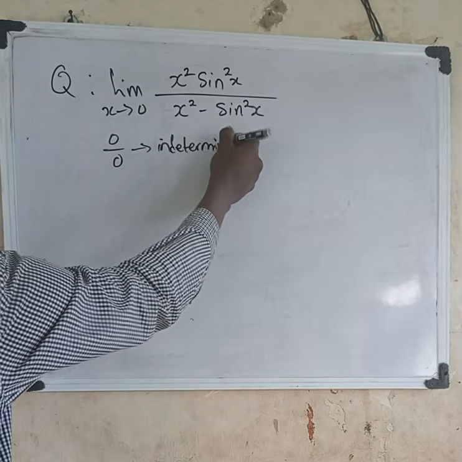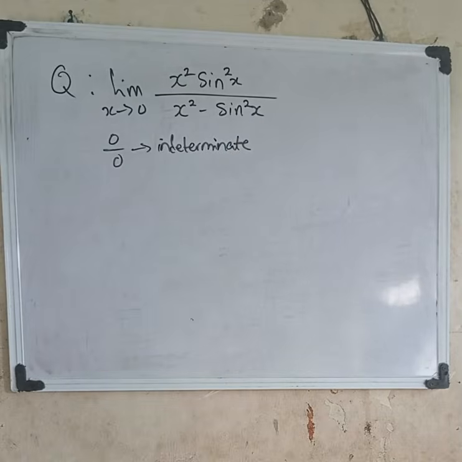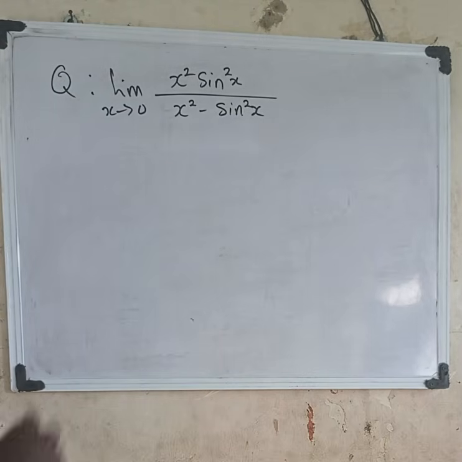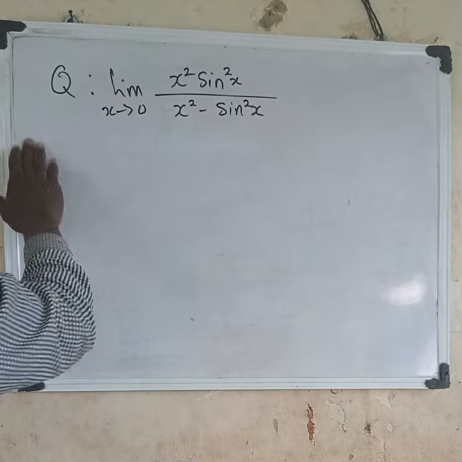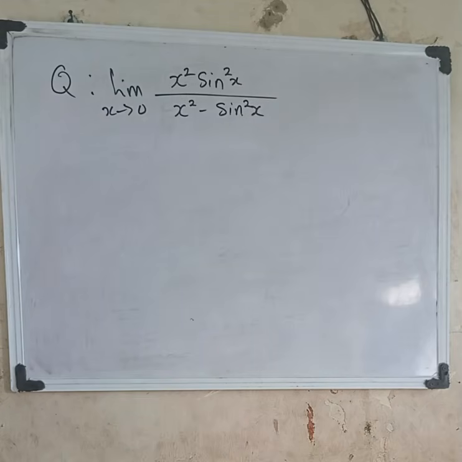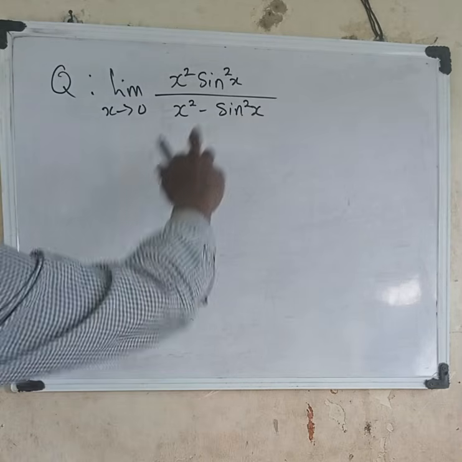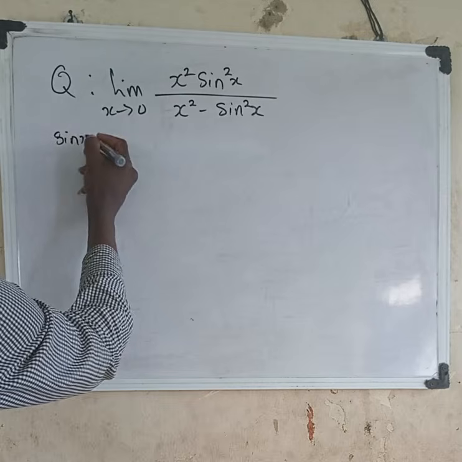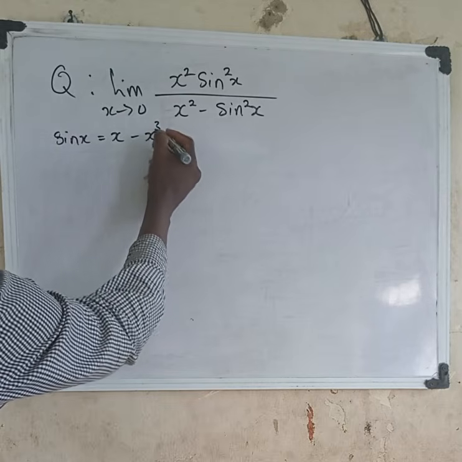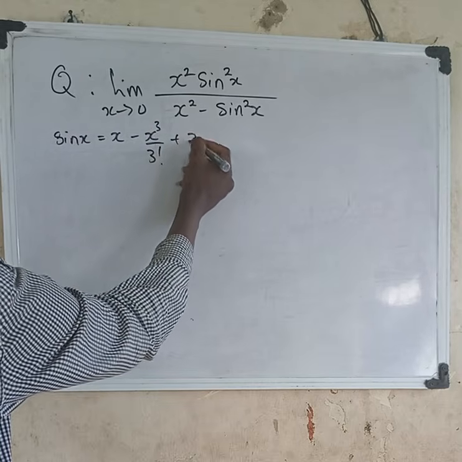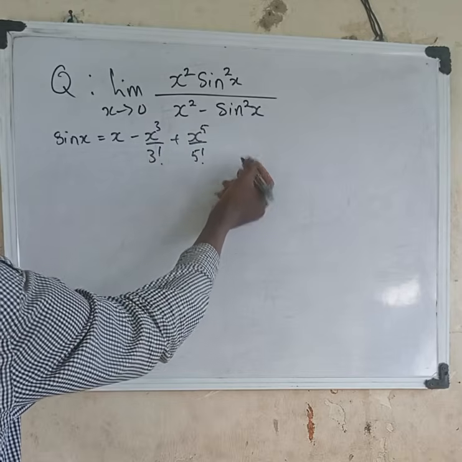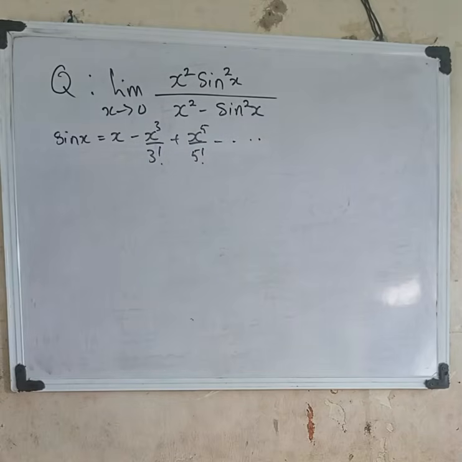So because we are getting an indeterminate form, we are going to use either L'Hopital's rule or the series expansion. I do not want to use L'Hopital's rule to solve this problem. I want to use the series expansion. Now, what is the series of sine x? Sine x is x minus x cubed over 3 factorial plus x to the 5th power over 5 factorial, then it keeps on going to infinity.